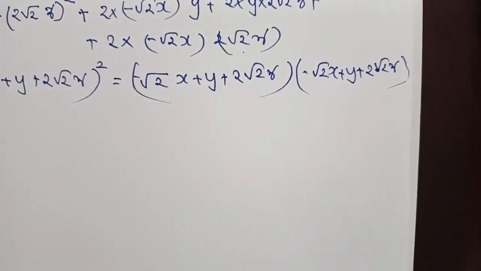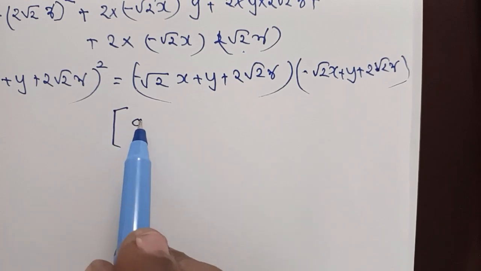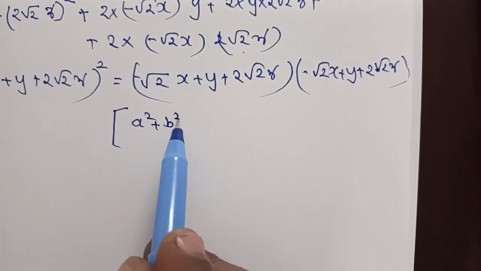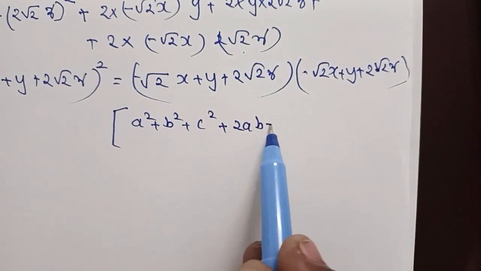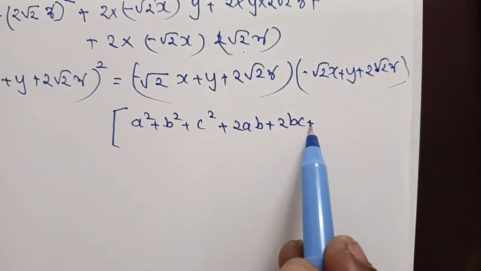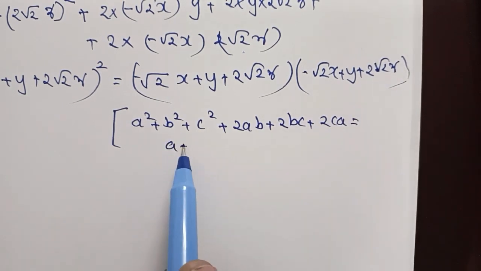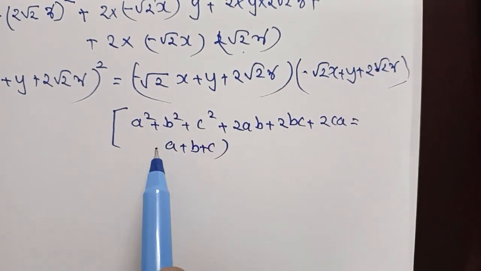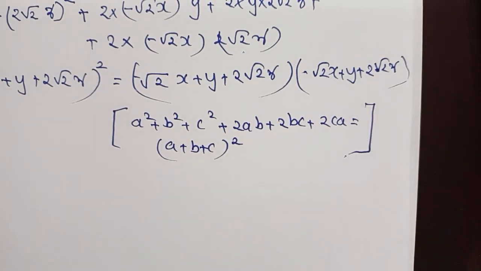Now always you have to write the identity we are using, that is a square plus b square plus c square plus 2ab plus 2bc plus 2ca equal to a plus b plus c the whole square. Here we are using this identity. In the first question also you have to write this.